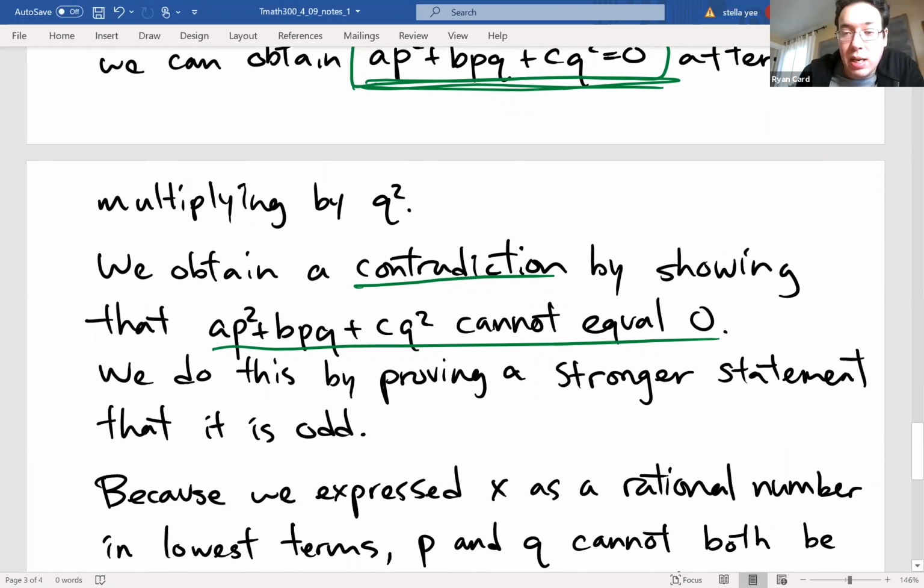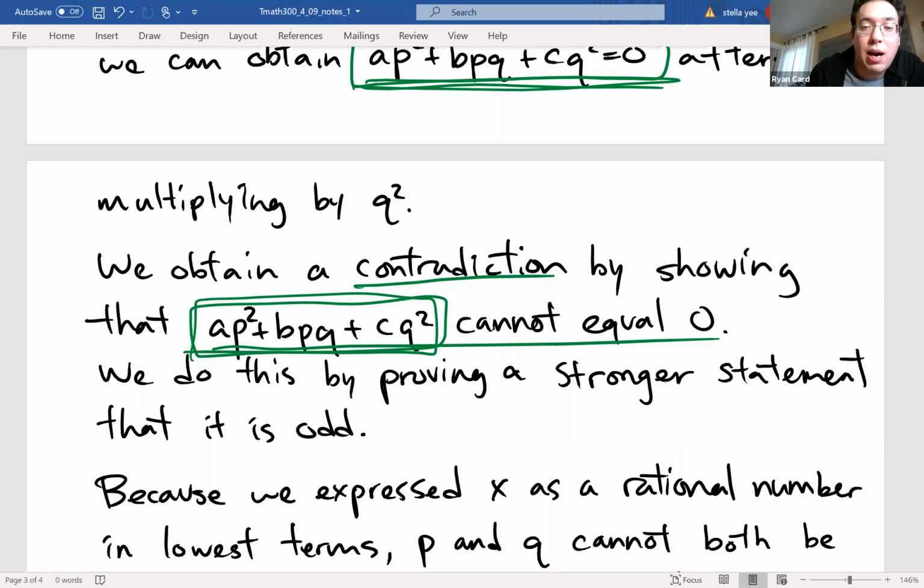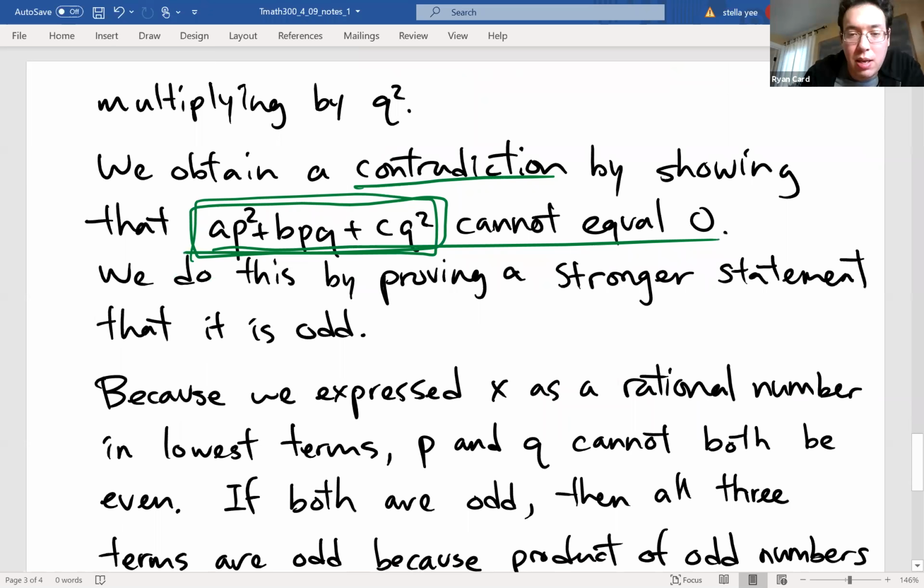We're going to do this, so we want to show that it's not equal to 0, and we're going to do this by proving that whatever this expression is, it has to be odd, right? If it's odd, then it can't be equal to 0 because 0 is an even number.